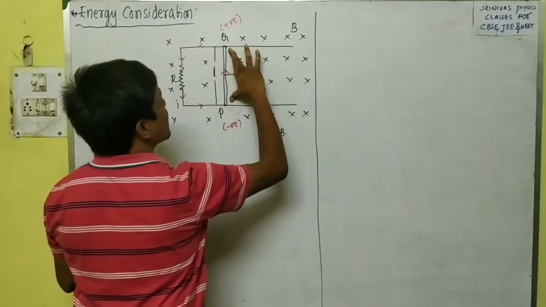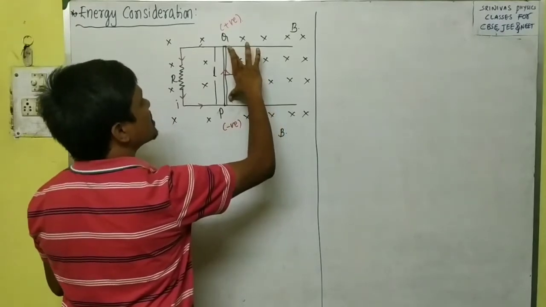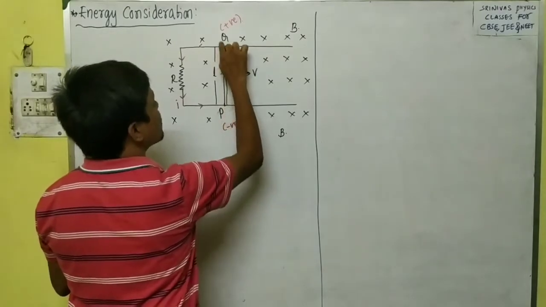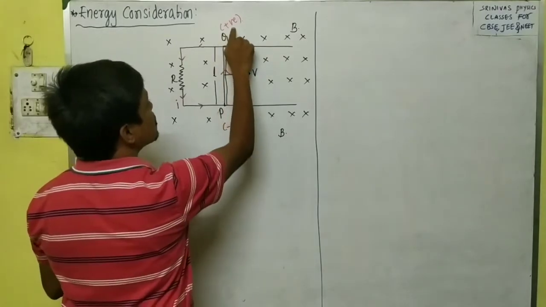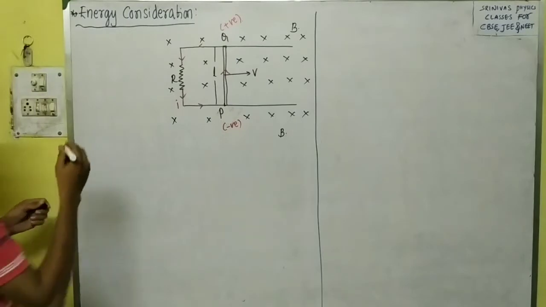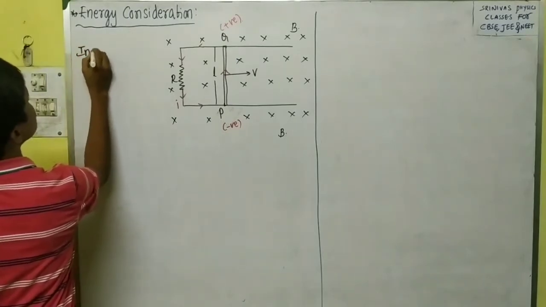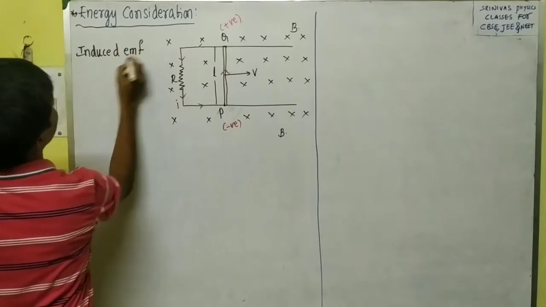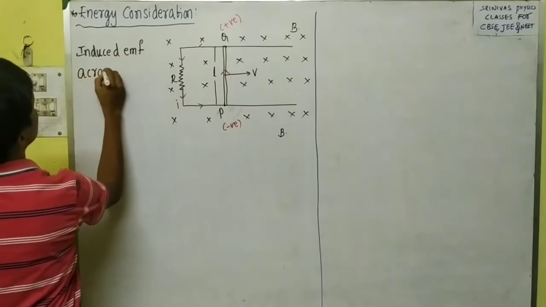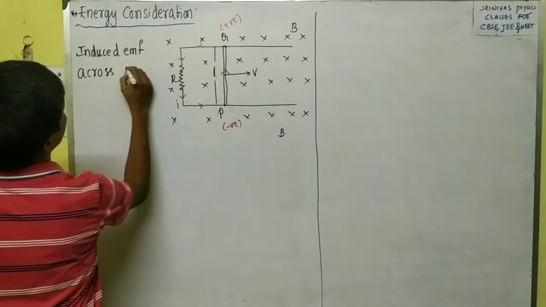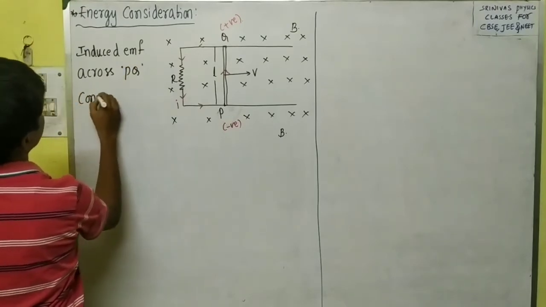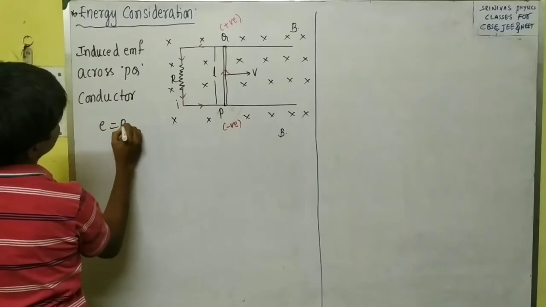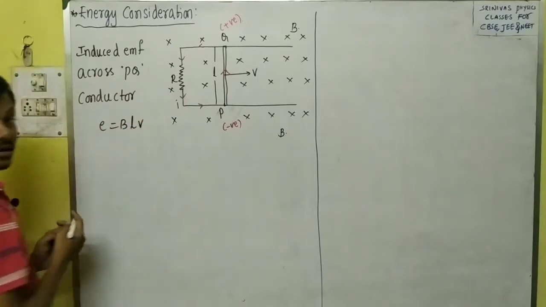This PQ conductor has an EMF across it, so it will act as a cell, but in a cell the current flows from negative to positive. That means this is negative and this is positive. Then what is the induced EMF across the PQ conductor? Yes, we know that already. Its magnitude is BLV.